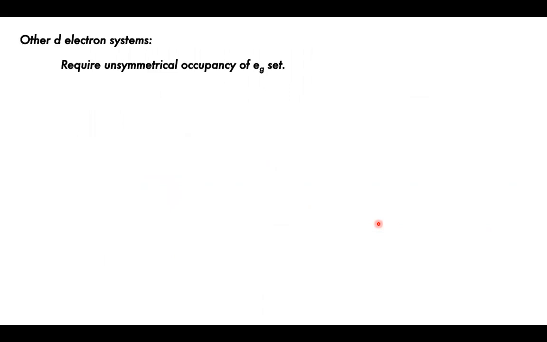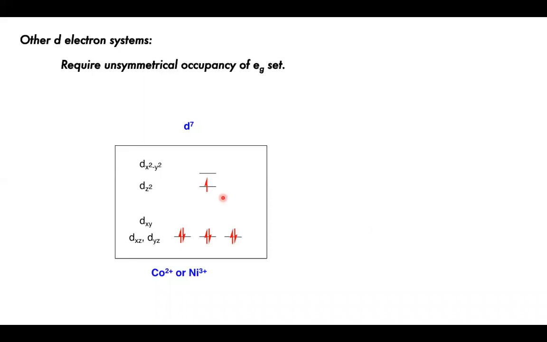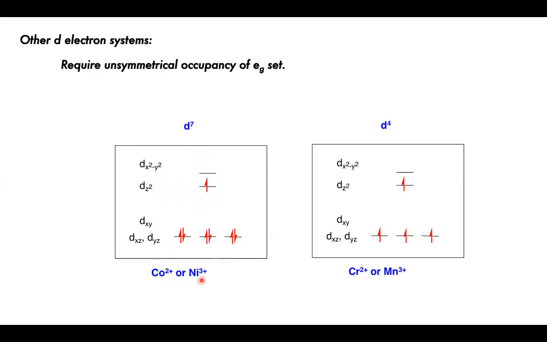So other d electron systems require unsymmetrical occupancy of the EG set. So here we have D7. What we see is that the T2G set is going to be fully filled, but then we have unsymmetrical occupancy of the EG set, so the dz squared and the dx squared minus y squared, and we typically see examples of that being cobalt 2 plus and nickel 3 plus. Then in the D9 case, we see that we have symmetrical occupancy of the T2G set, but in the EG set it's unsymmetrical.